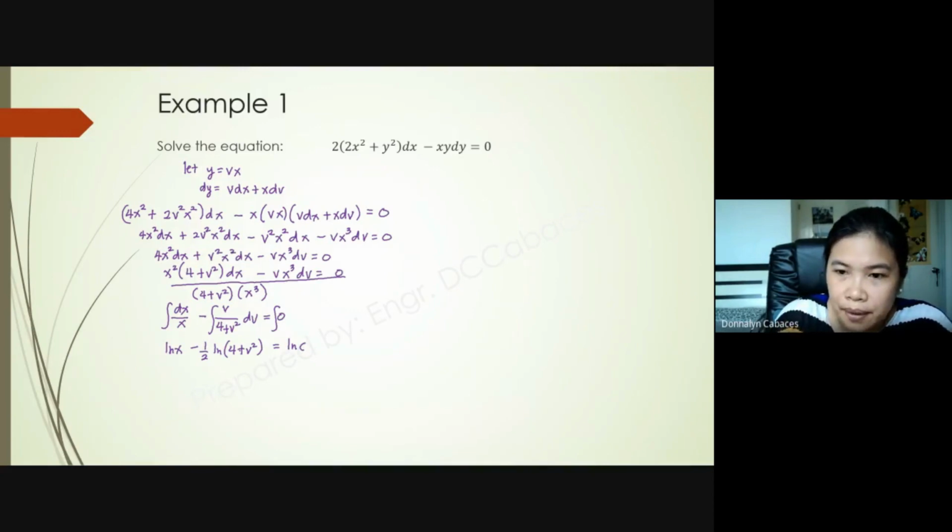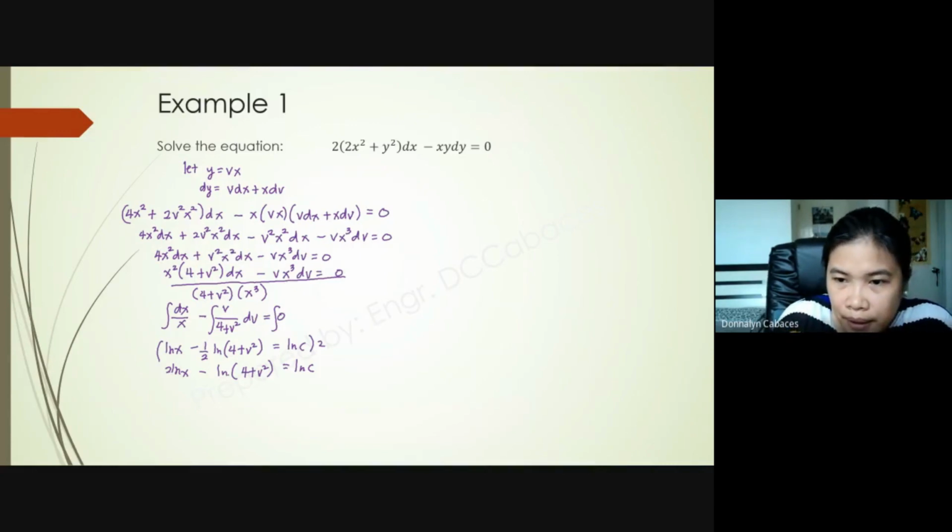And then we multiply it first by 2 to eliminate the numerical coefficient, which is a fraction. So this is 2 ln of x minus ln of 4 plus v squared is equal to 2 ln c. That is also still equal to ln of c. ln of c or 2 ln c is still c.